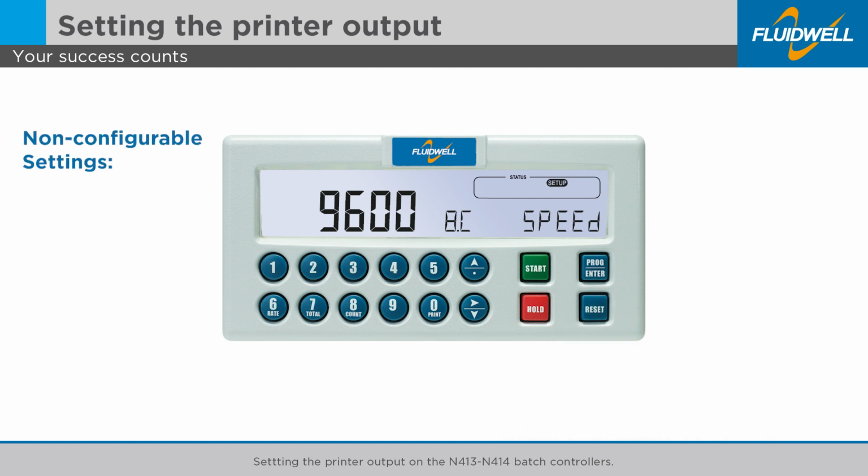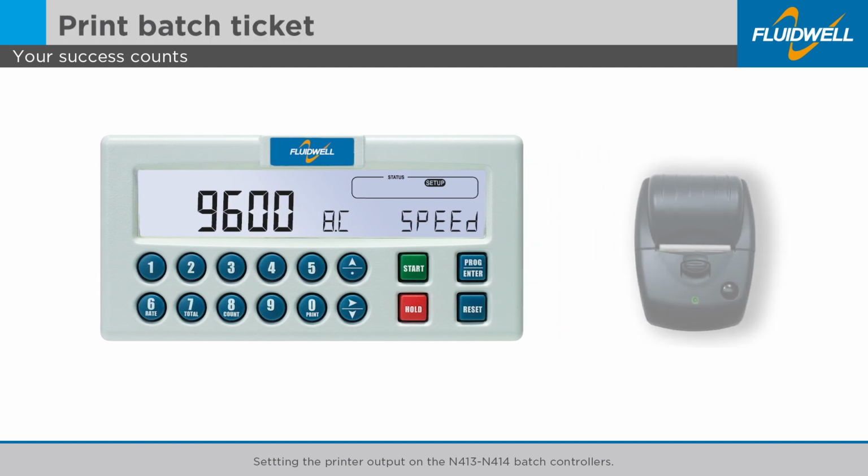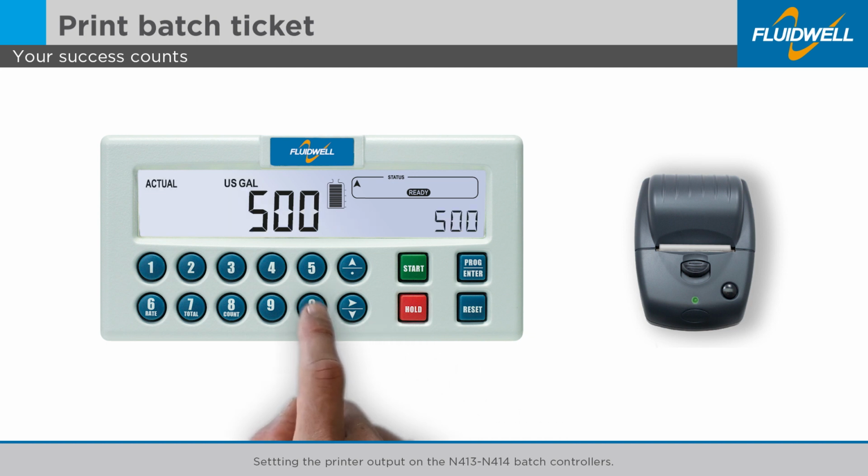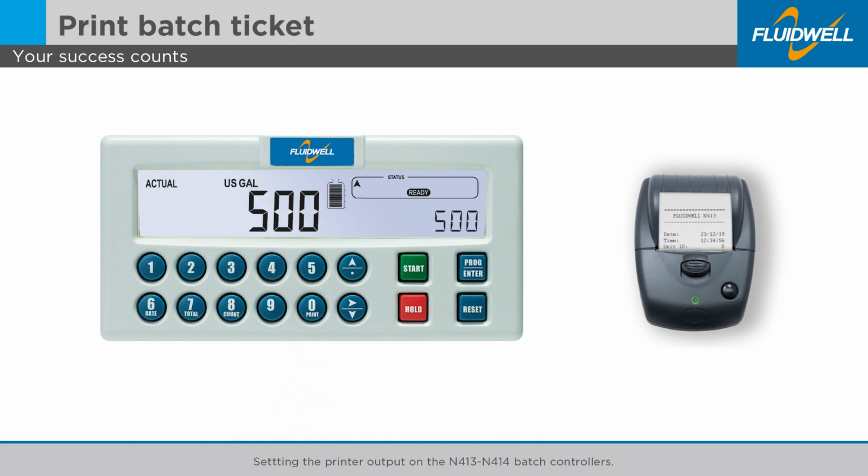Please note that the print command will be sent to the printer with the following non-configurable settings. Parity, none. Data bits, 8 bits. Stop bits, 1 bit. Congratulations! You have now set the printer output of the N413 and N414 batch controllers.